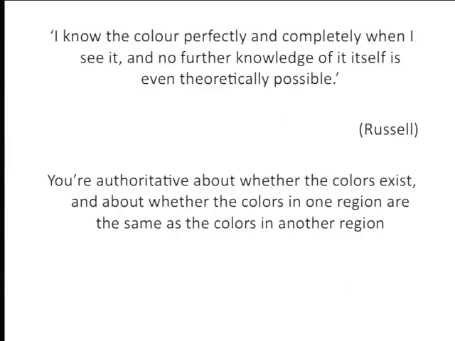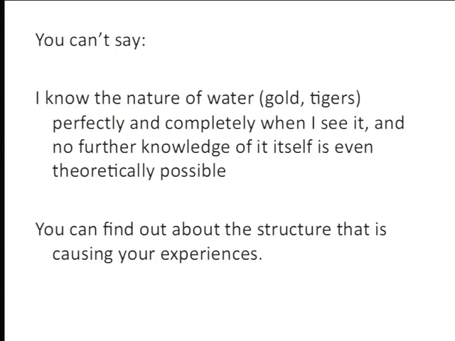So in Russell's account, you're authoritative about whether the colours exist and about whether the colours in one region are the same as the colours in another region. It's not like that for natural kinds. We don't commonsensically think it's like that for terms like water or gold or tiger. Nobody in their senses would say, I know the nature of water perfectly and completely when I see it, and no further knowledge of it itself is even theoretically possible.